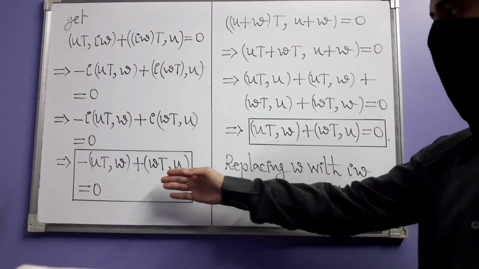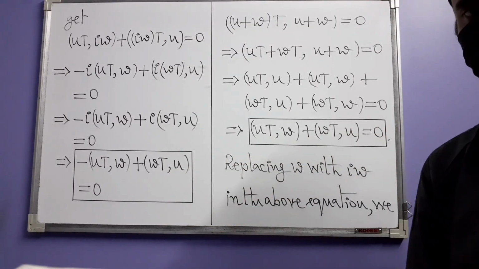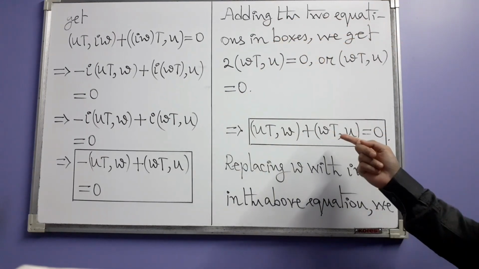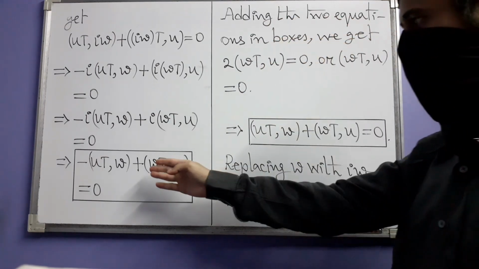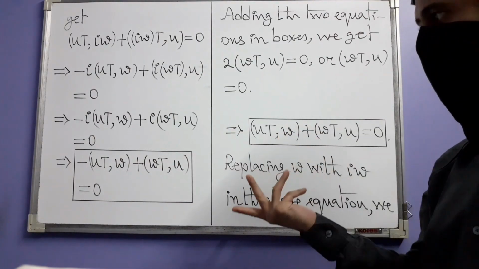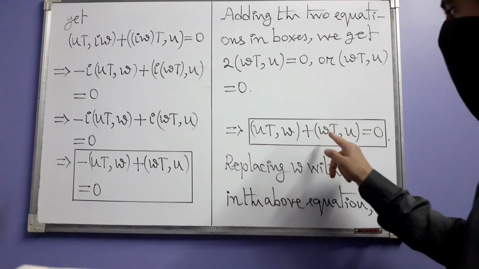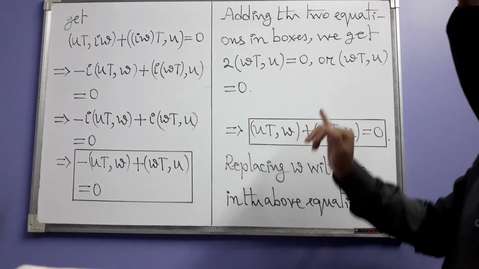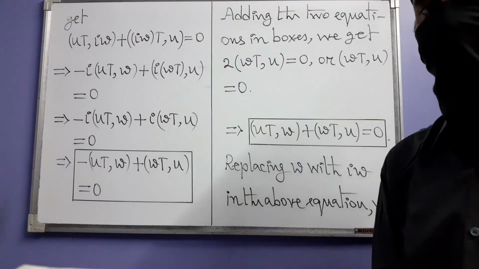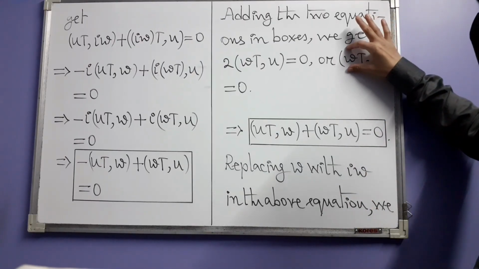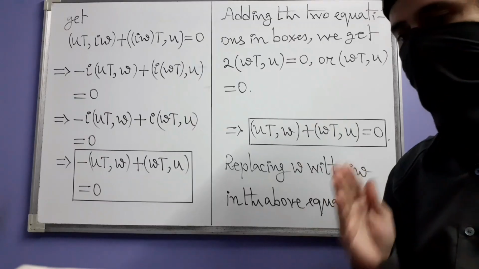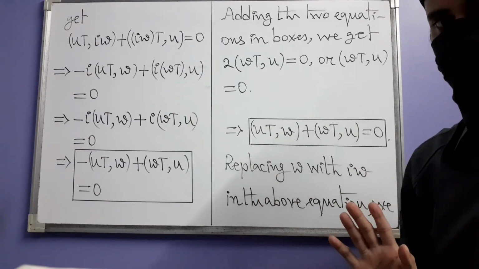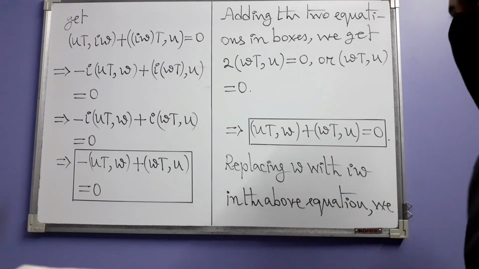And now we are going to add these two equations. So we write like this, adding the two equations in boxes, this is what we get, because if you add, then this one and this one cancel out and you are left with 2 times the inner product of wT and u, that is equal to 0. So this inner product is equal to 0. Note that you have found that this inner product is 0, and this is true for any w and any u, and now we are again going to use it.